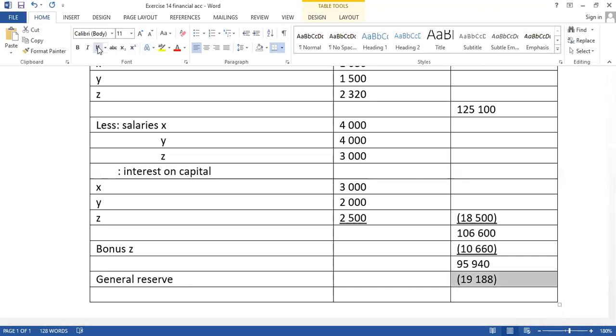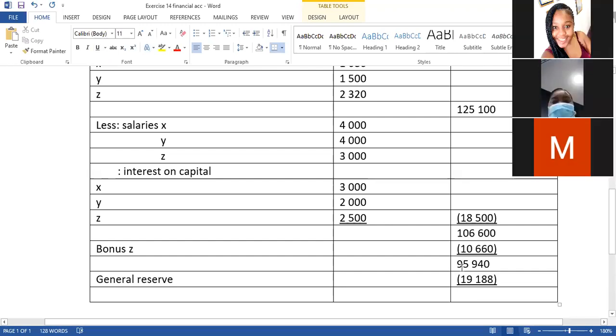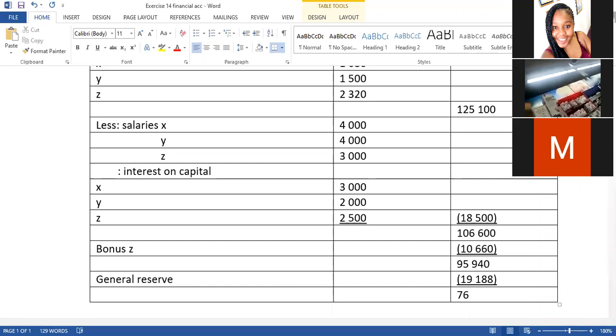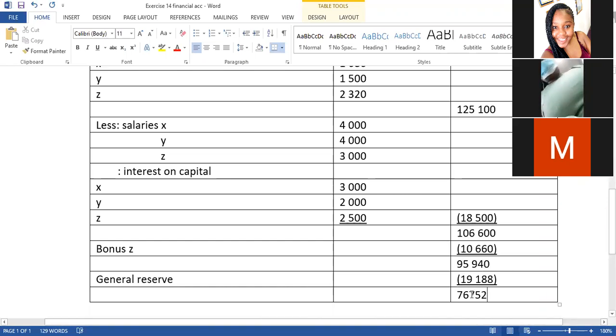So what is the remaining balance? How much profit do we have left after taking out the general reserve, the one to be transferred to the general reserve? 95,940 minus 19,188. How much do we have left? 76,752. Yes. Do we understand till there?